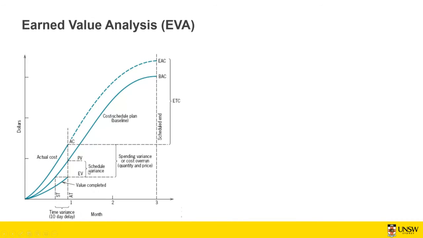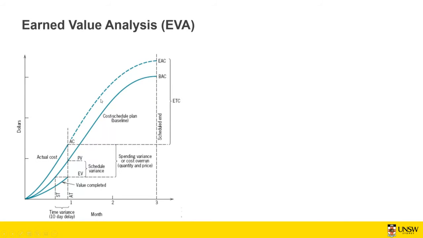And this is the schedule variance, EV minus PV, and we are behind the schedule. And this is the cost variance, EV minus AC. So this is our performance so far.